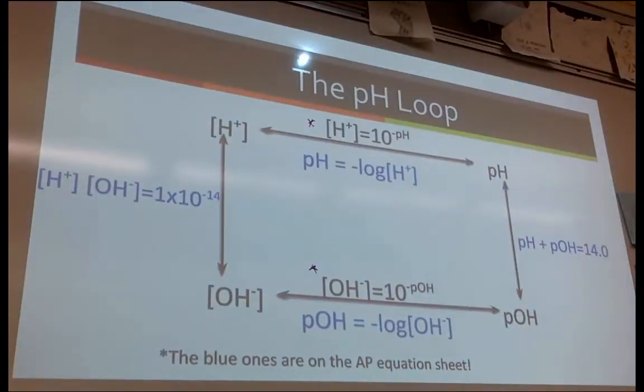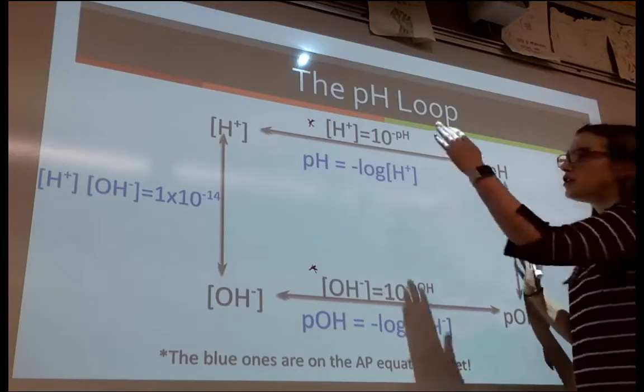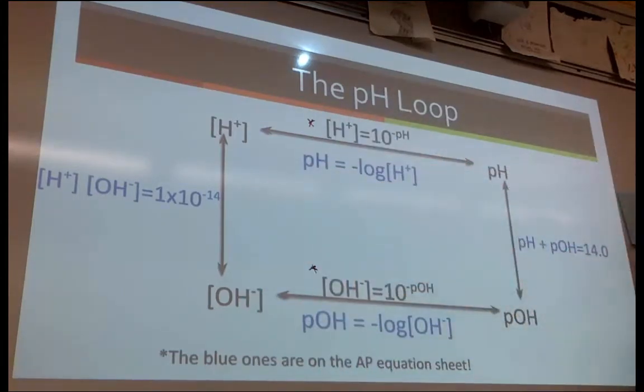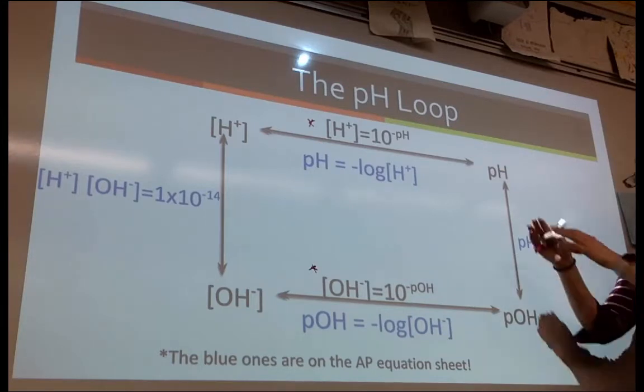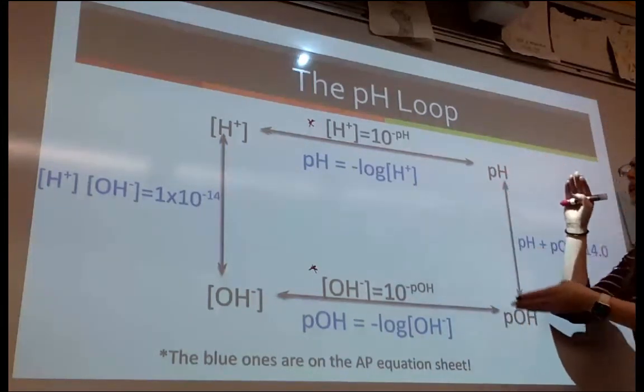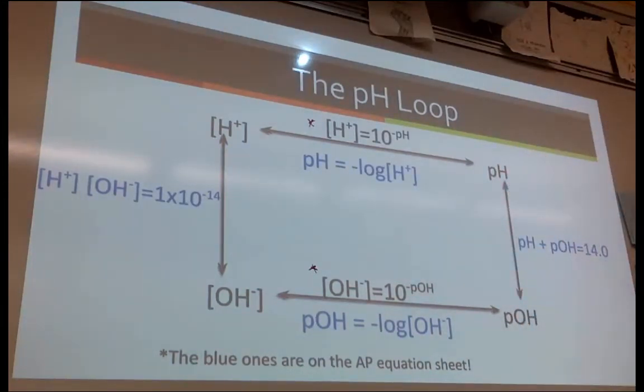You have to be able to go backwards. And so this shows you that there are different ways. If you want to go from H plus to pOH, there are two different ways you could go. They are both correct. I might do an example differently than you're doing it in your notes. If you're getting the same thing, that's fine. So just know that there are different ways that we can go through and calculate.